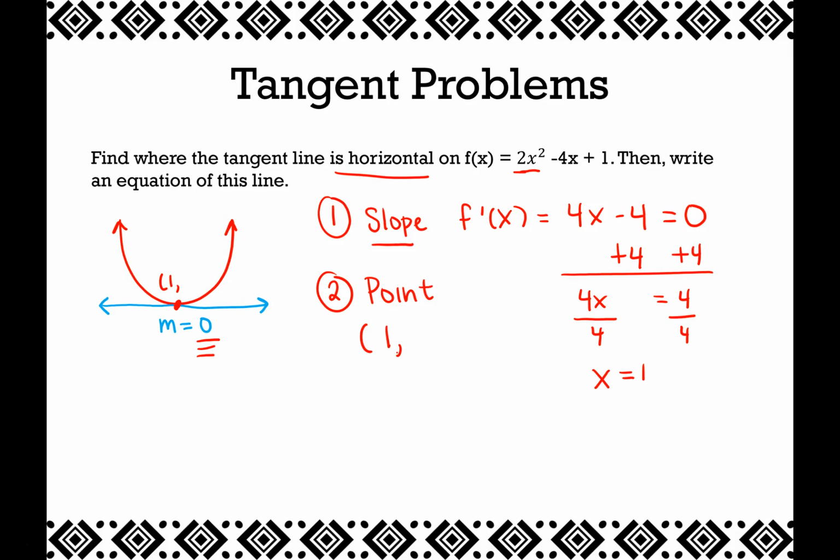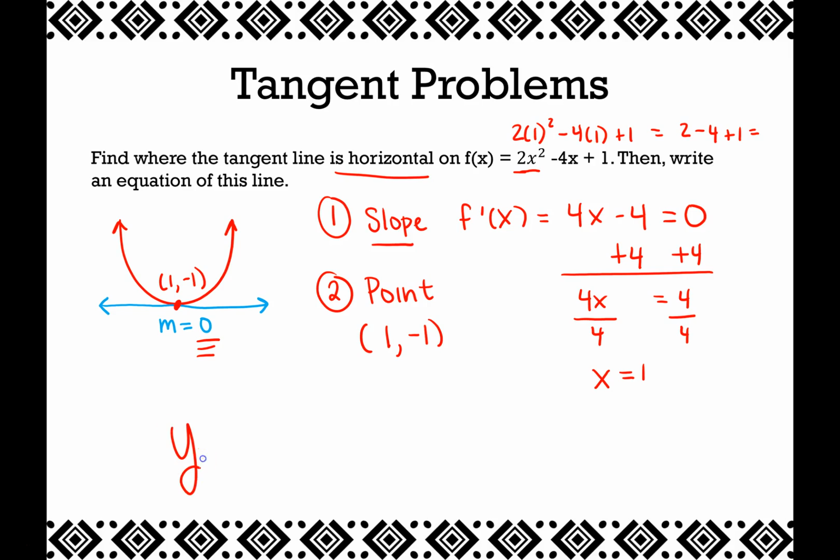I'm going to take my 1 and plug it in right up here: 2 times 1 squared minus 4 times 1 plus 1. That gives me 2 minus 4 plus 1, and that gives me negative 1. So that's a negative 1. All right. And so it now wants me to write the equation of this line.